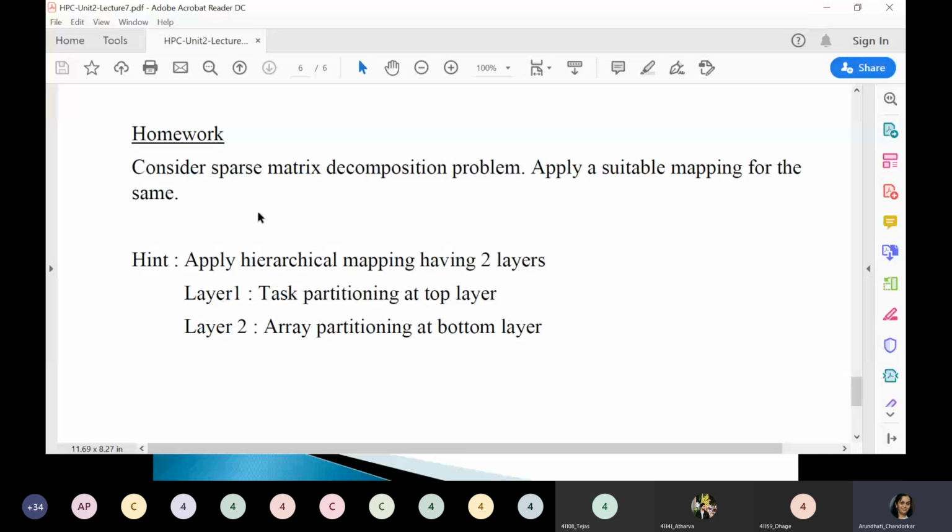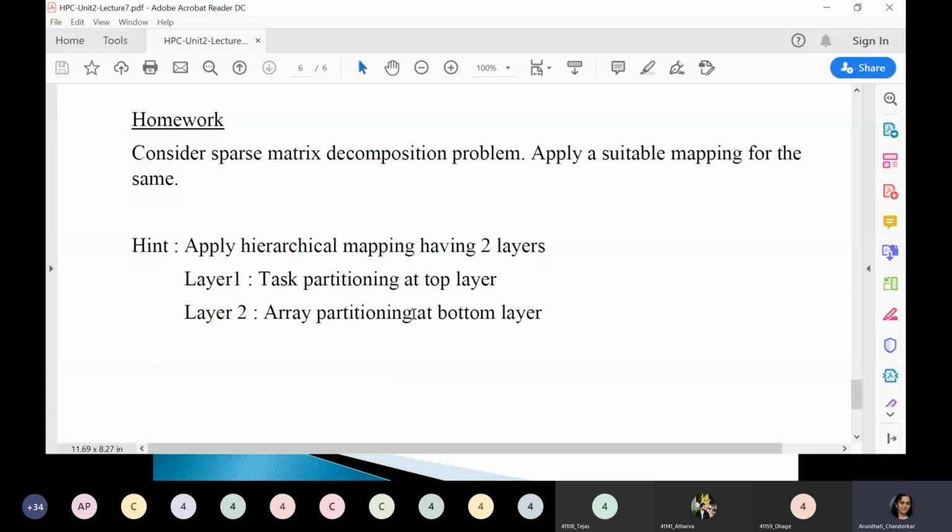And homework I have found out for you. Consider a sparse matrix decomposition technique. The question is the same: sparse matrix decomposition. Apply a suitable mapping for the same. Now you apply your vision. Some hint as per the textbook I have given, and it is not solved in the textbook. So now it's your job to solve it.